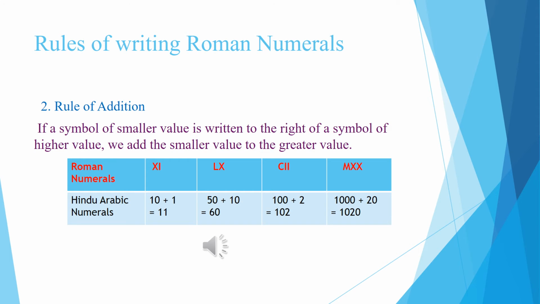XX is the value of 20 and M is 1000. Since 20 is smaller than 1000 and it is to the right side of M, it is added. So 1000 plus 20 gives us 1020. Hope you all understood the rules of addition.